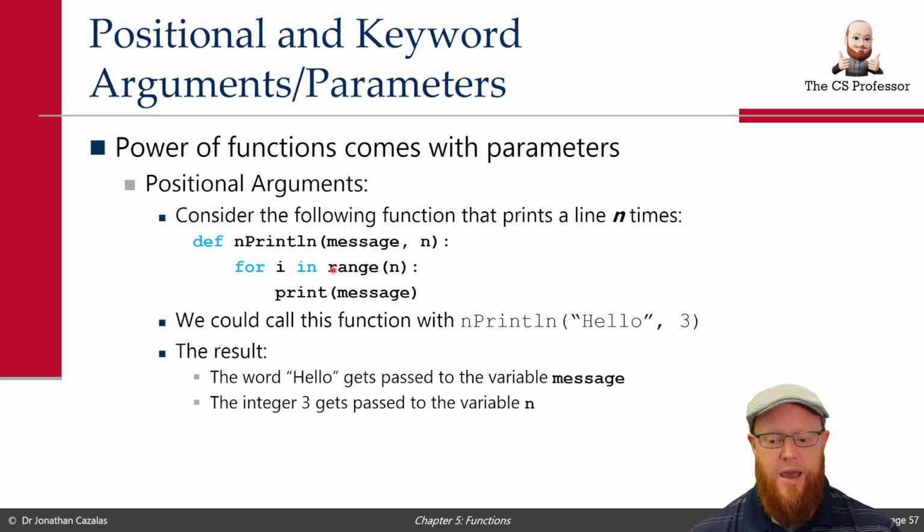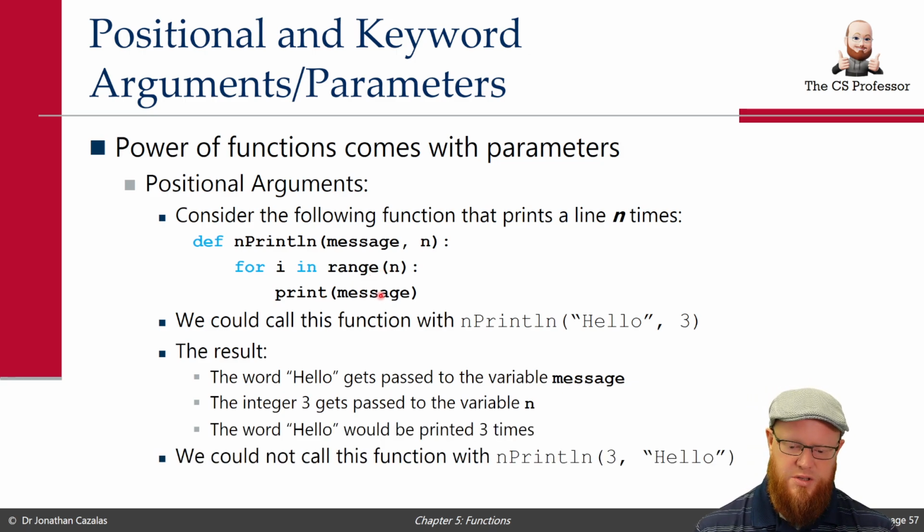We then say for i in range(n), print message, which is hello, and we print hello 3 times. Pretty clear. Here's what's important though. Could we have called this function and sent over the parameters like this? The answer is absolutely not. If we sent over the 3 and 3 got saved into message, and then the word hello got saved into n, that's not a problem. It's weird, but it's not a problem yet.